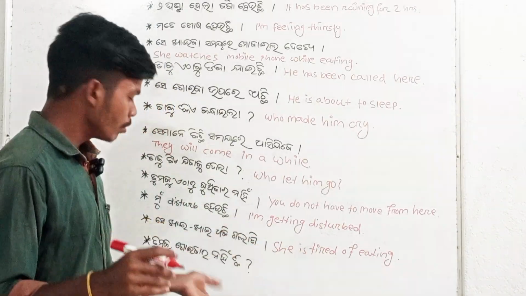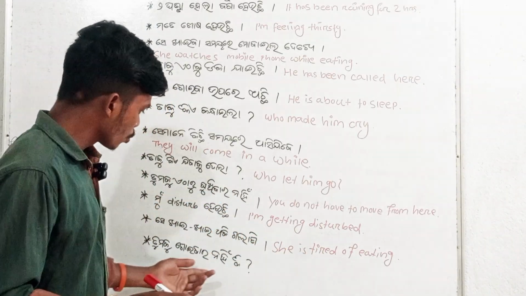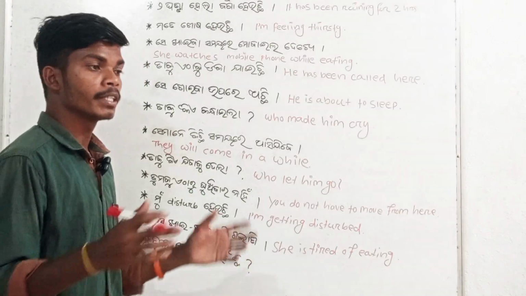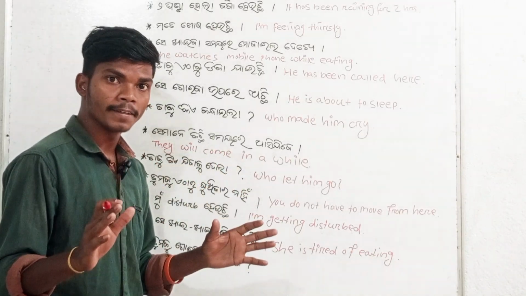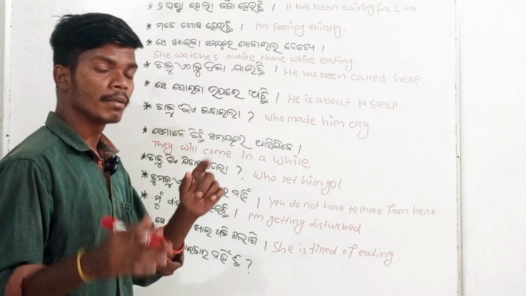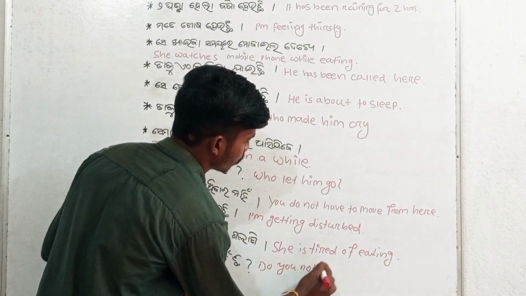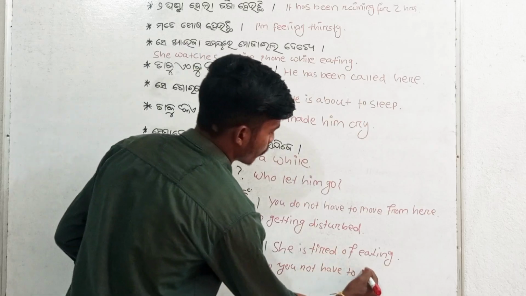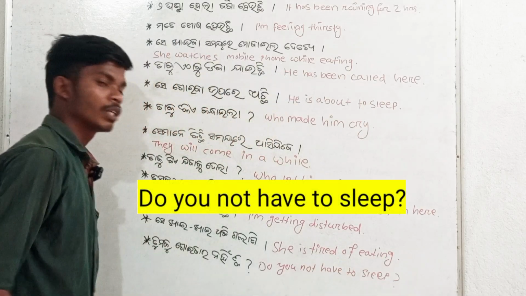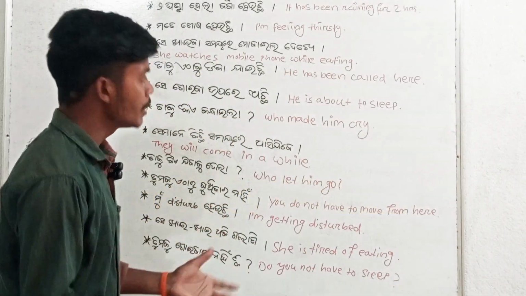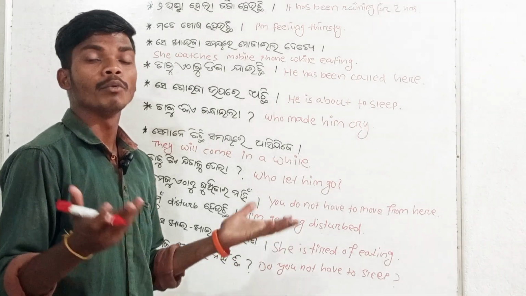Now the last sentence is "tumko soibara nahi ki, tum ete samay mobile dekhuchha". So how can we make this sentence? We can make it in a very easy way: do you not have to sleep? In a very easy way we made it, but we make a lot of mistakes because of not having knowledge about it.